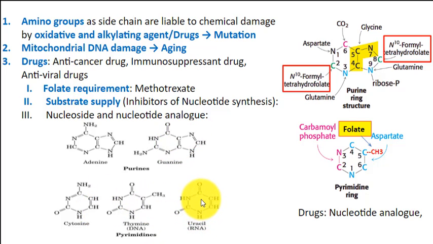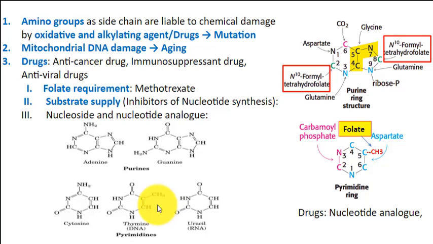Thymine and uracil, you can find their oxo groups here, two oxo groups, a similar structure because they have similar side chains, except thymine has one more methyl group. Thymine is a methylated uracil. So this side chain methyl group comes from what? Folate. It comes from folate.